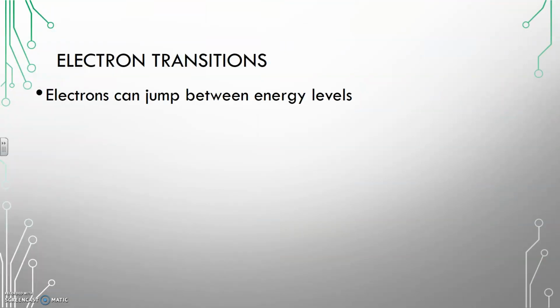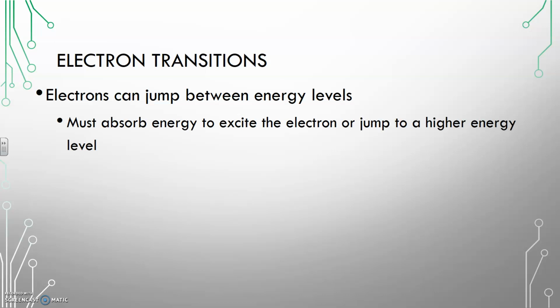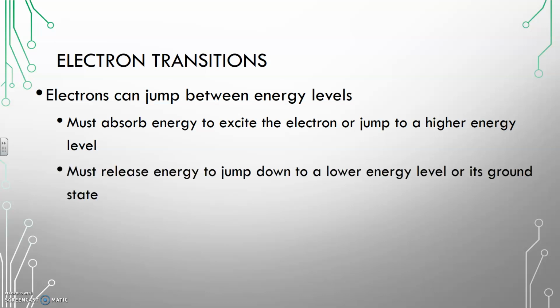So electrons can actually jump between energy levels. If they want to jump to a higher energy level, they have to absorb energy, which will excite the electron so it can actually jump up to that higher energy level. But then once it gets there, it kind of regrets that decision and wants to jump back down to where it was. So it has to release that energy in order to jump back down to the lower energy level, what's known as its ground state. That's where it started, so it's its ground state.